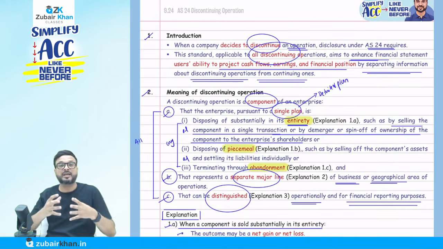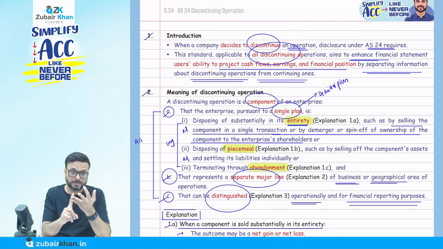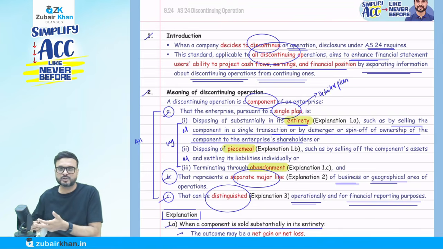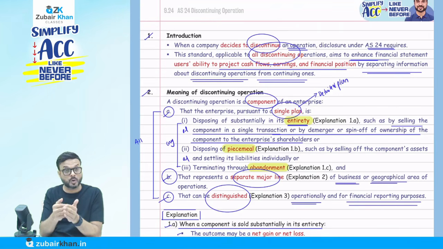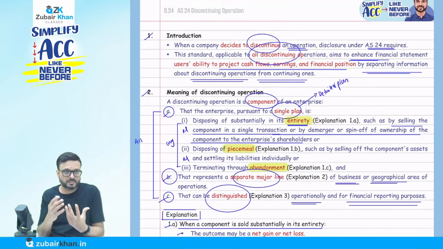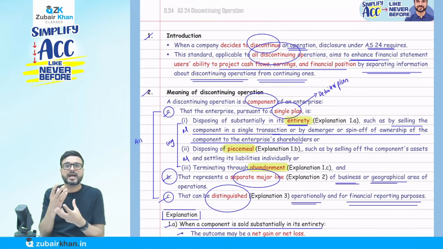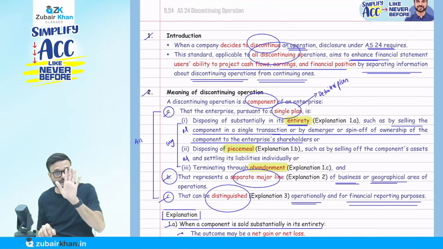So, what is it? It's a component for which we make a detailed plan to sell it, dispose of it in its entirety or piecemeal, or abandon it. It's a separate major line, though it's not necessary that it should be as per AS 17. They say normally it is as per AS 17; they use the word normally. That means it is not necessary that it should be 10%; even though it is 9%, we can call it a separate major line. And the third part is that we can distinguish how much is operational and financial. We know how much is asset, liability, revenue, expense of that particular operation. So if all these conditions are fulfilled, we are going to call it a discontinuing operation.